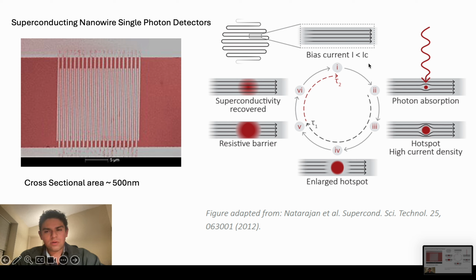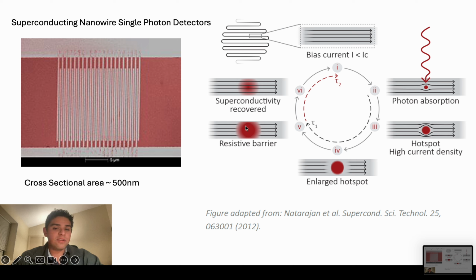Okay, so what we're going to do first is bias our device with some bias current that's below the critical threshold to ensure that we are keeping the superconducting state. And essentially, we're going to make our device such that a single photon can disrupt the superconducting state. When this photon is absorbed, the material is going to absorb some of its energy and create a local hotspot, where this single photon has enough energy to temporarily break the superconducting state locally, creating a small resistive barrier.